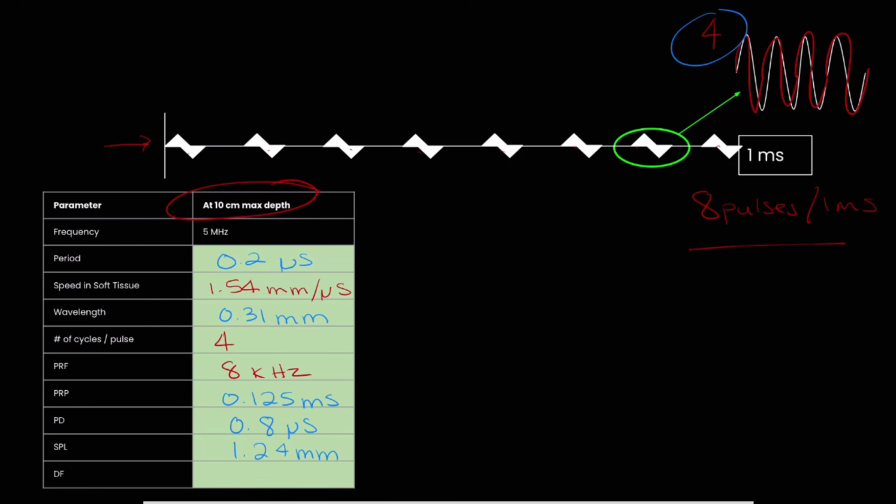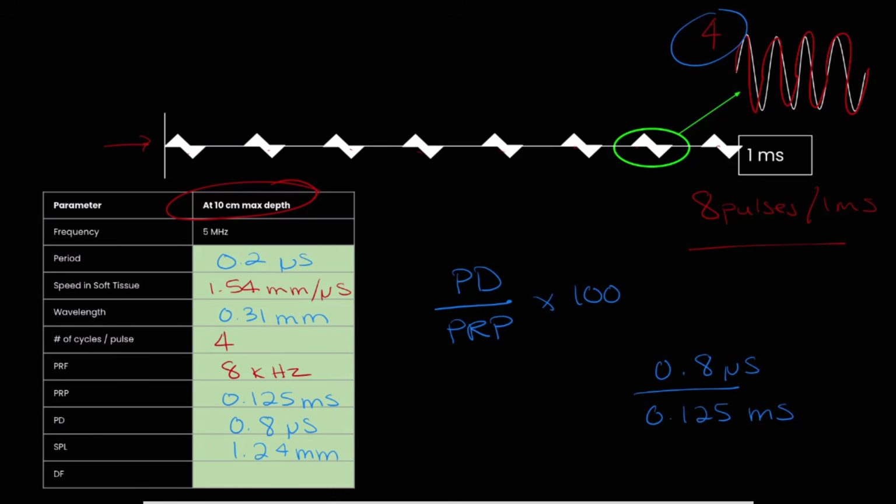Now we just have one last parameter to calculate, and that is the duty factor. And duty factor is equal to the pulse duration divided by the pulse repetition period multiplied by 100, so we can present it as a percentage. So pulse duration has already been calculated. We did that at 0.8 microseconds, and we've already calculated the pulse repetition period to be 0.125 milliseconds. But like our example earlier in the lecture, we can't have microseconds and milliseconds. We have to convert one of them.